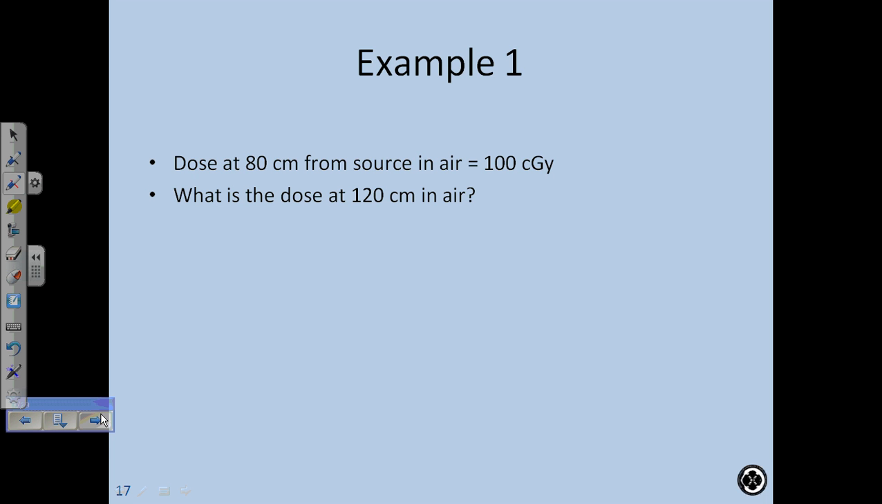Okay, let's do some examples. Dose at 80 centimeters from the source in air is 100 centigray per minute. That's a little more accurate. What's the dose at 120?